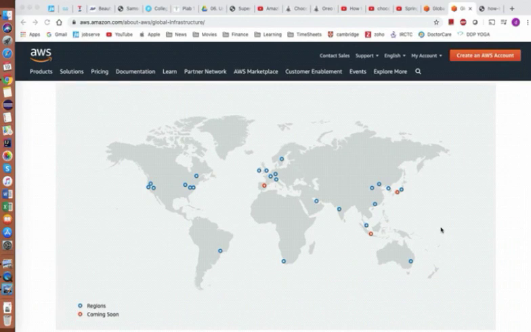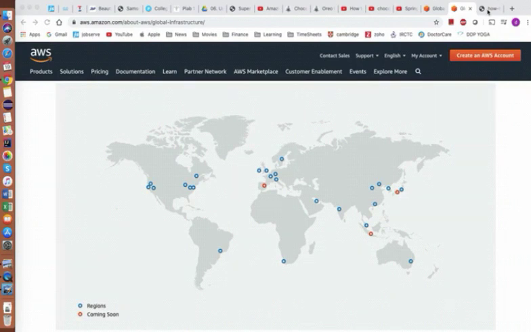The map you are seeing on the screen is where the AWS regions are across the globe. Amazon has a different terminology. To call an area a region, it should have at least 2 or more zones. So to call something a region, let's say London as an AWS region, it should have at least 2 or more zones. So what is a zone? A zone is something which has 2 or more data centers.